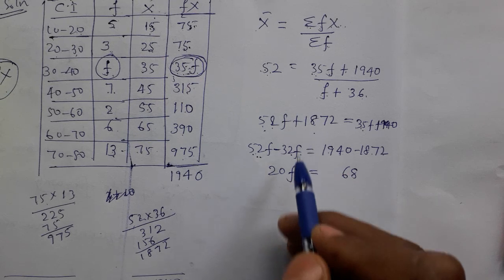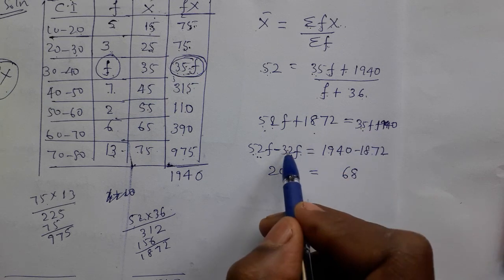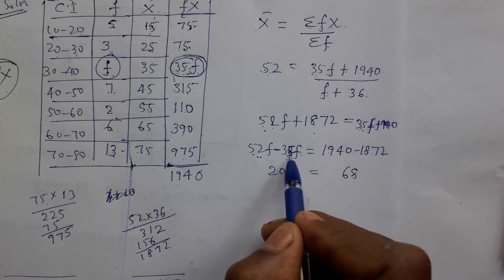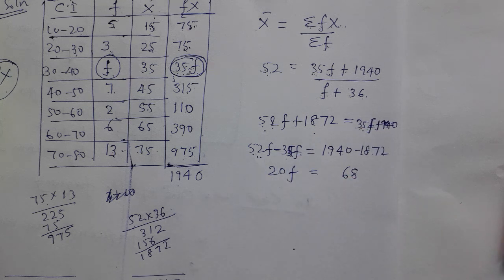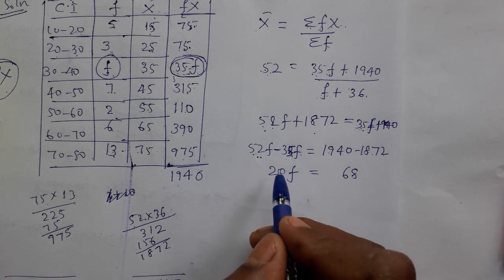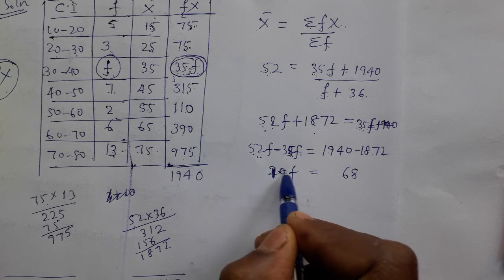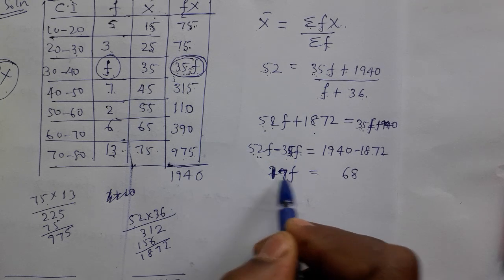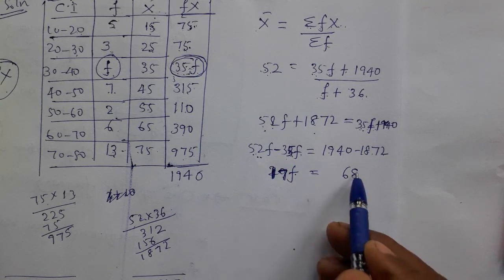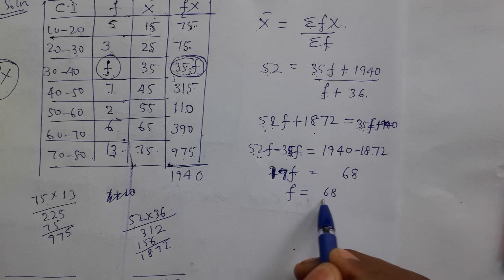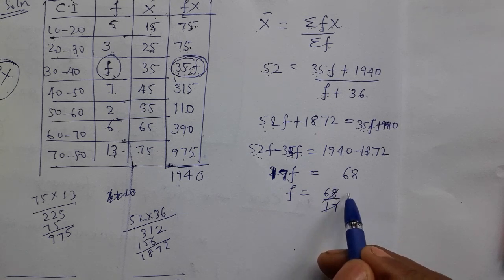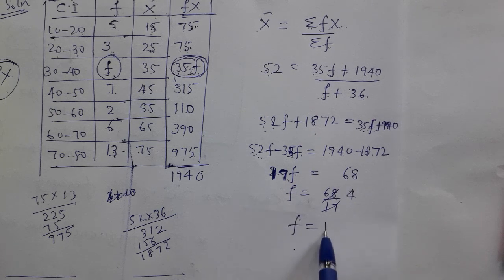So make a correction. It is not 32F, it is 35F. Here it is 35F, students. 35F. So in 52F, 35F is subtracted. Now 52F minus 35F is 17F. It's not 20F. Make a correction, 17F. Here 35F was there, 52F minus 35F, 17F equal to 68. F is equal to 68 by 17. 17, 2s are 34, double is 68, so 17, 4. Now F is equal to 4.